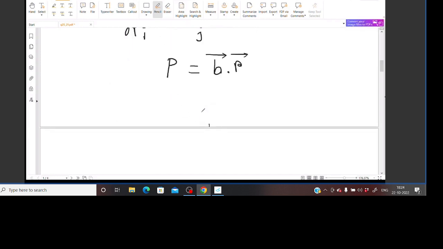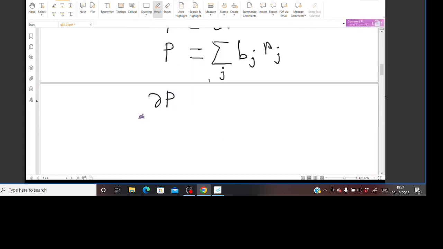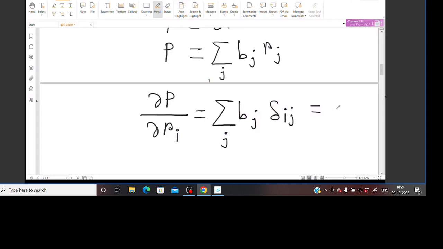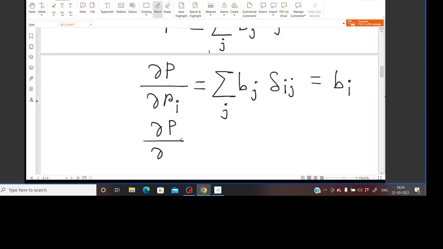Now capital P is equal to B dot R. So capital P can also be written as sum over j Bj into Rj. So del capital P del Ri is equal to sum over j Bj into delta Ij. This can be simplified to Bi. Del capital P del small pi is equal to 0.